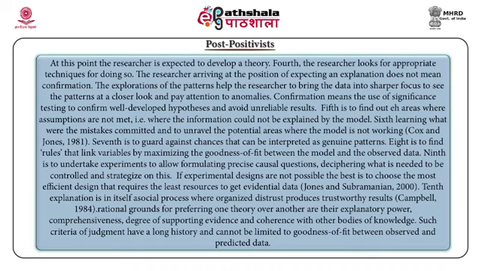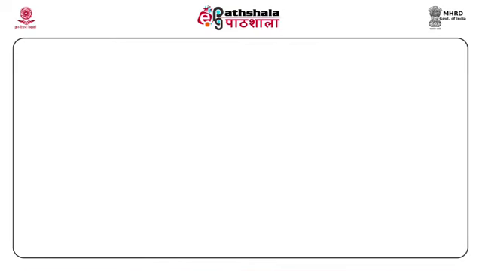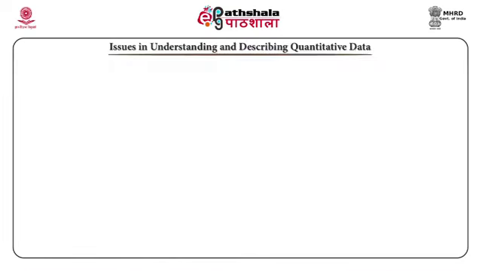Sixth, learning what mistakes were committed and unraveling the potential areas where the model is not working. Seventh is to guard against chance occurrences that can be interpreted as genuine patterns. Eighth is to find rules that link variables by maximizing the goodness of fit between the model and the observed data. Ninth is to undertake experiments to allow formulating precise causal questions, deciphering what needs to be controlled, and strategizing on this. Issues in understanding quantitative data.